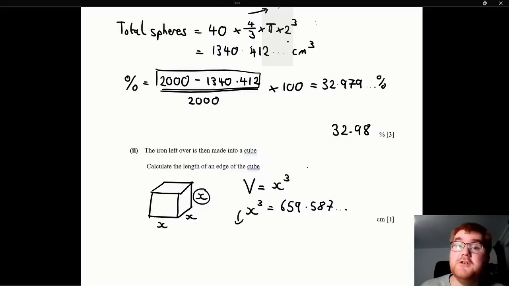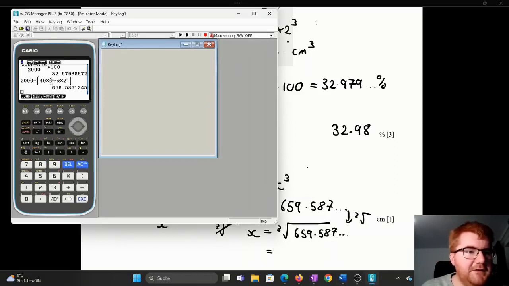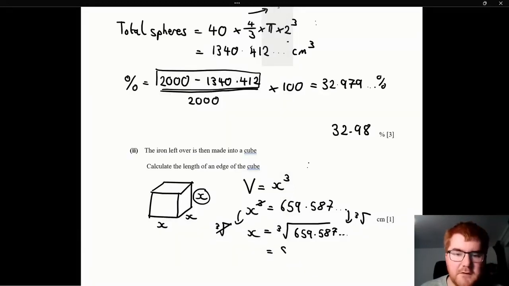We want to work out one length of this, so we want to work out the x essentially. Again, what's the opposite of cubing something? That's the cube root, so we need the cube root on both sides. This cancels, giving us x, and now we want to find the cube root of this 659.587. And if we just find the cube root of that, then we can use this button here, and then we want the answer from before. That then gives us 8.7047.